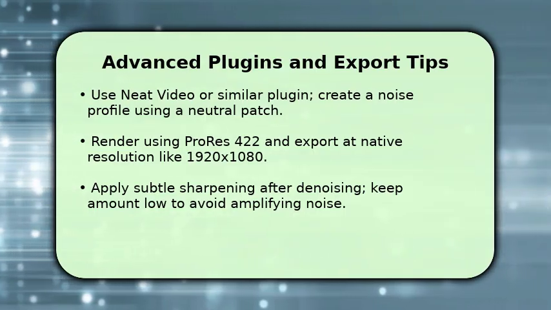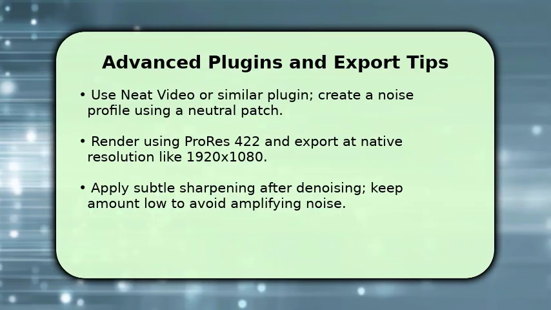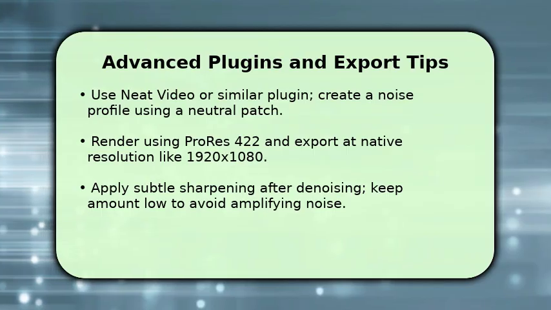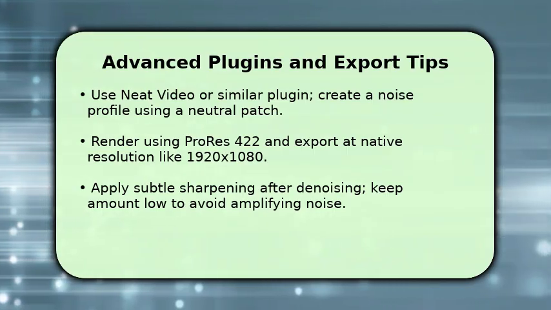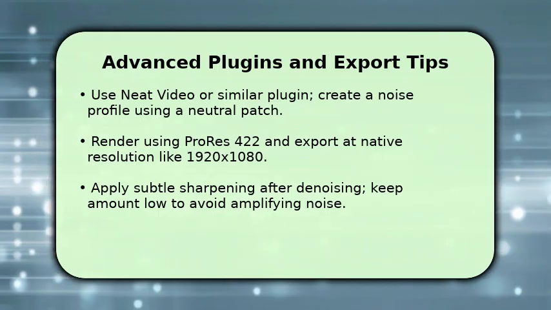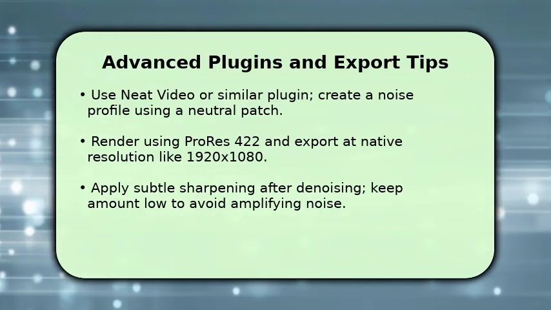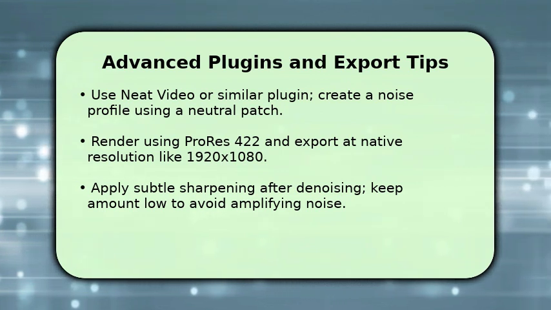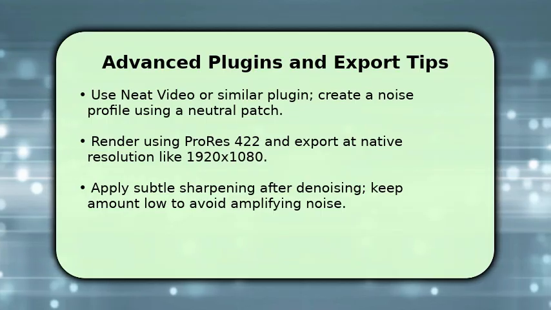Apply temporal smoothing in the plugin, then adjust the reduction until detail loss is minimal. Once satisfied, render the clip and export using ProRes 422 at the native resolution such as 1920x1080. Finally, apply a subtle sharpening pass and keep the amount low to avoid reintroducing noise into smooth areas.